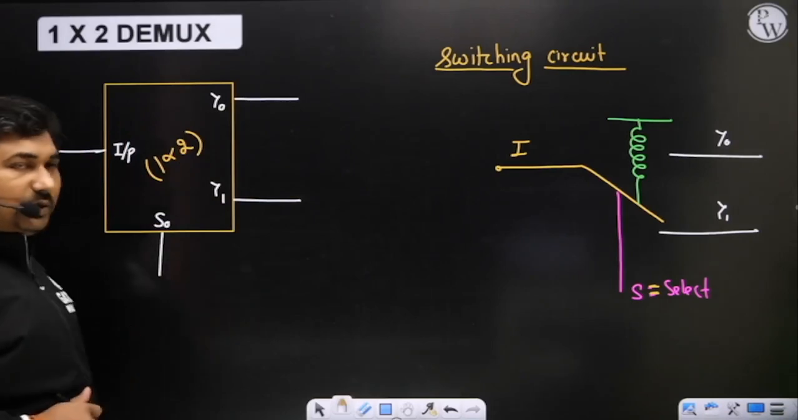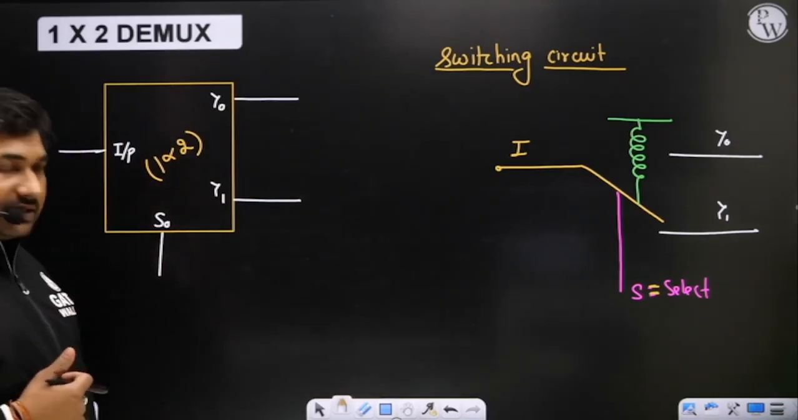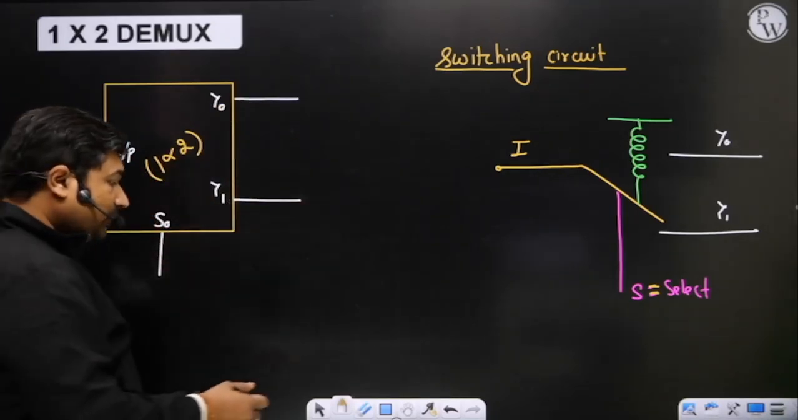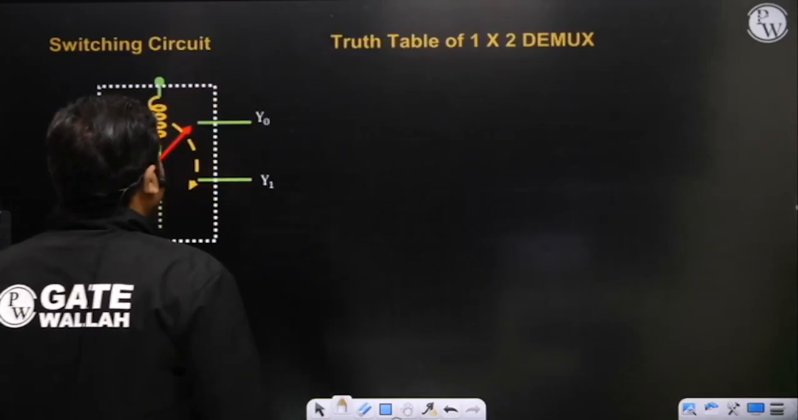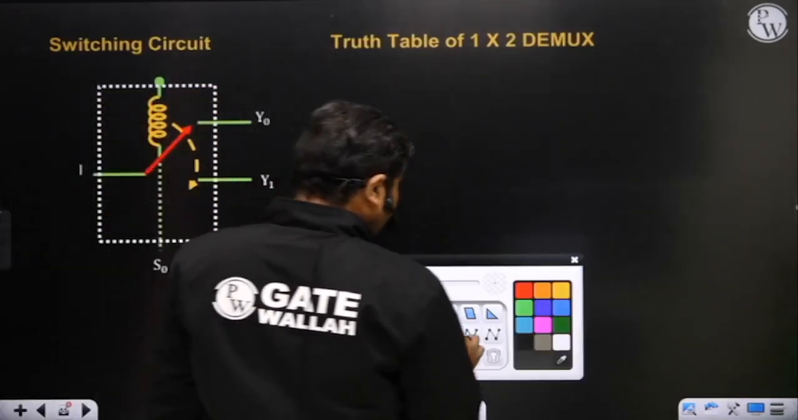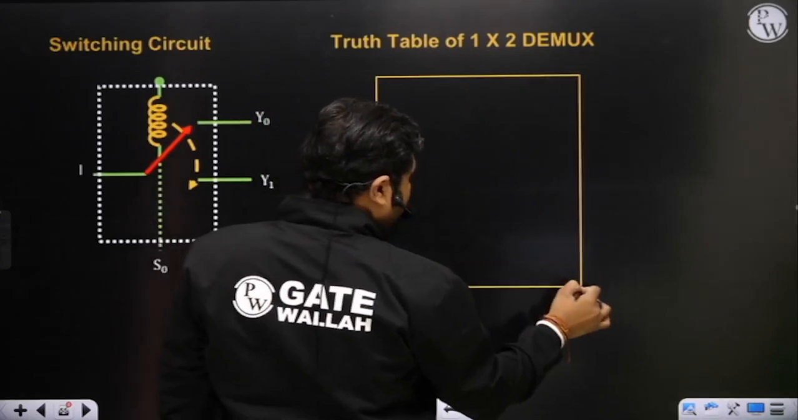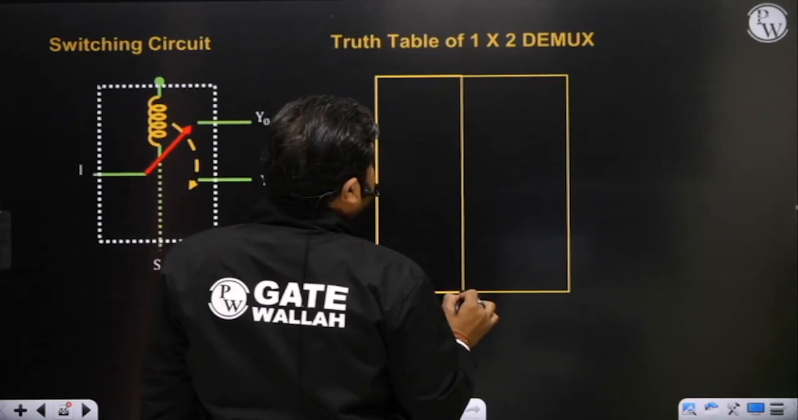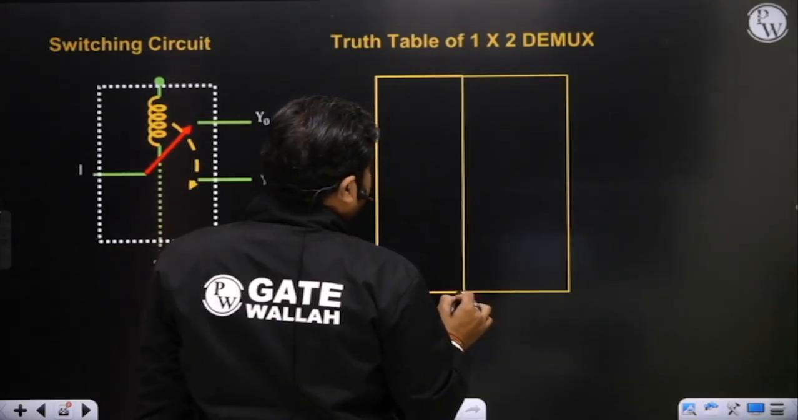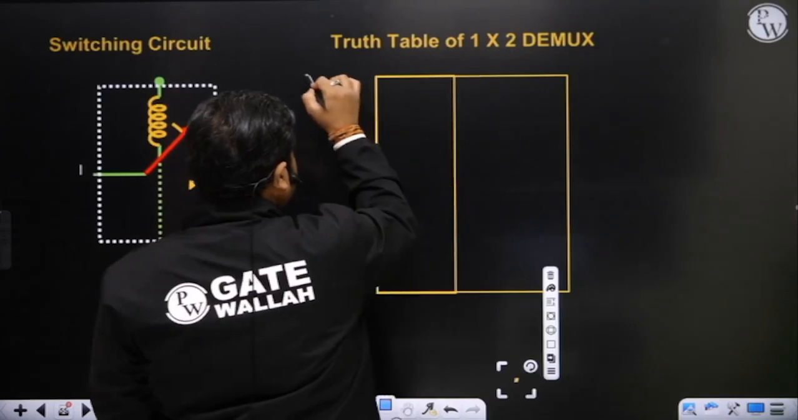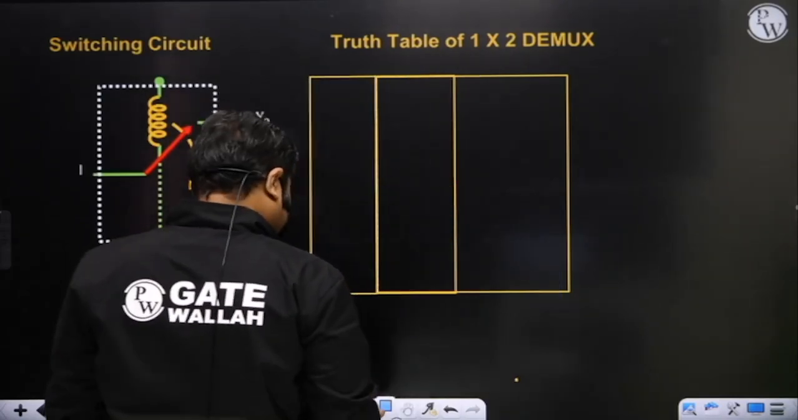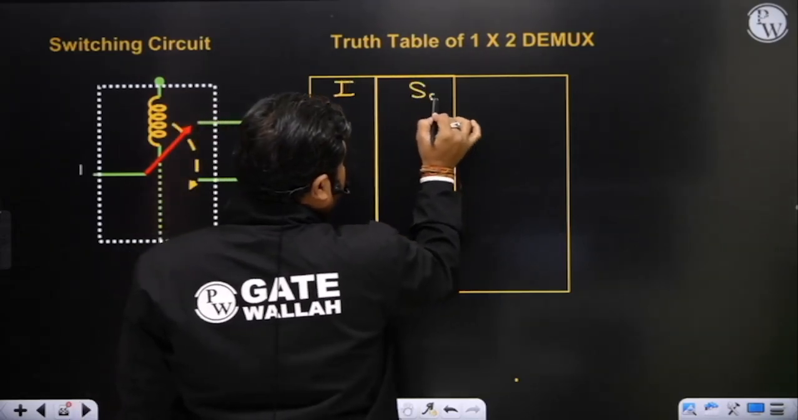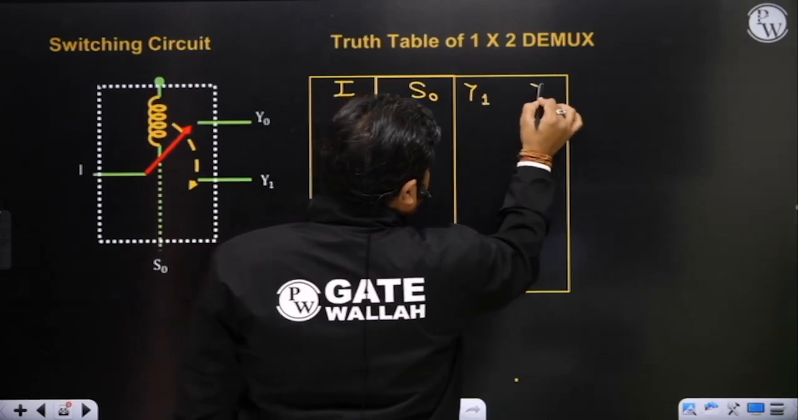We know about the input and output. To design any combinational circuit, first of all we need to identify the input-output relationship. Next is to construct the truth table. Now please observe. A truth table is the table between inputs and outputs. We have one input, two outputs, and select. Input is I, select is S0, and outputs are Y1 and Y0.